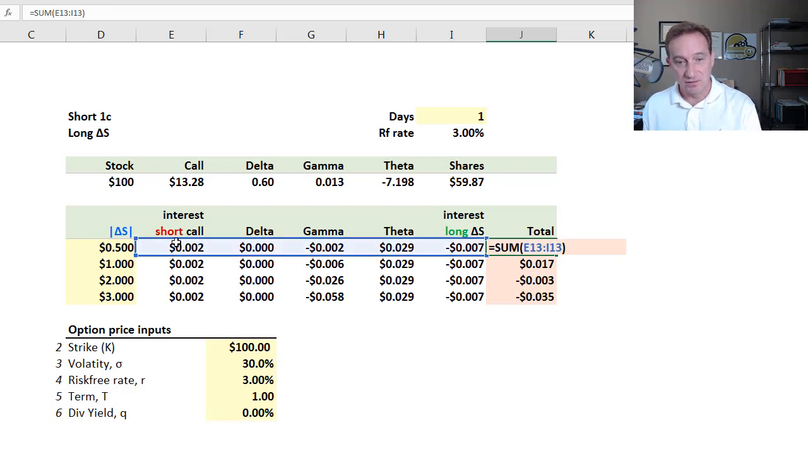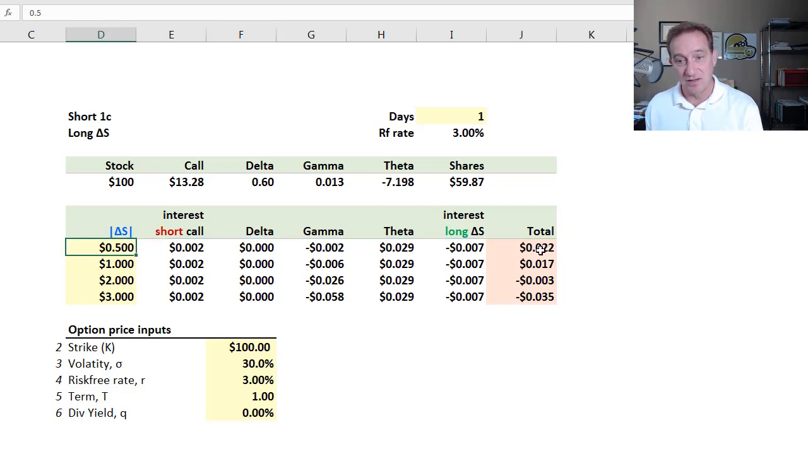So the total, these are the components to this market maker who's put on the delta hedge. And notice, if the stock price just changes by 50 cents, it's profitable. And it's profitable to the market maker really because of time decay. Very interesting, right? Neutralized with respect to delta means that as long as the change in the stock price is small, the time decay creates a profit.